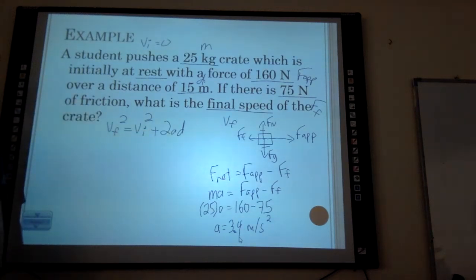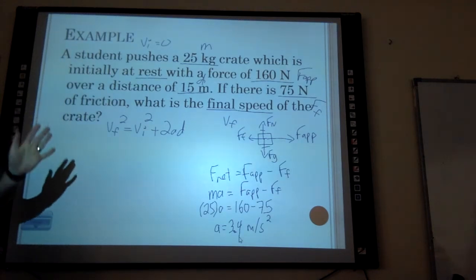Go sit down. Go sit down. If you have a problem with your calculator, that's half a mark off of the test. It's not that bad. Okay?